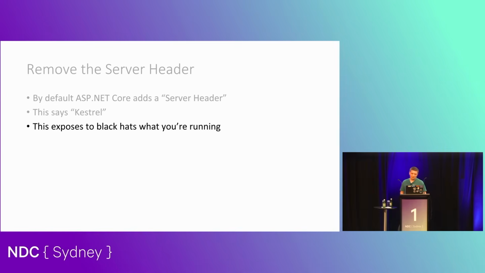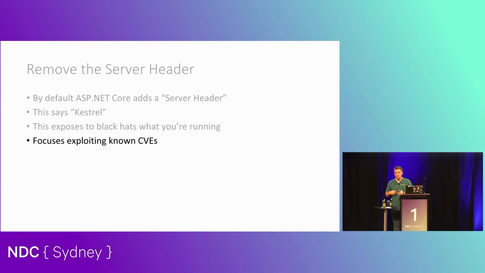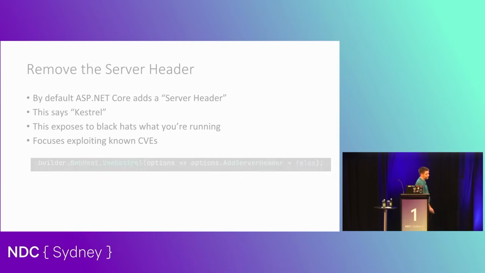But if some hacker's trying to get to your system and you're saying, hey, I'm running on Kestrel, well, now they're like, well, I don't have to run any Java vulnerabilities anymore. I just have to focus on the ASP.NET Core ones. So it's kind of like security through obscurity in a way. If you've got an issue, they're probably going to find it anyway, but it makes it a lot easier for them at the end of the day. They can just focus on exploiting those known vulnerabilities that are out there.